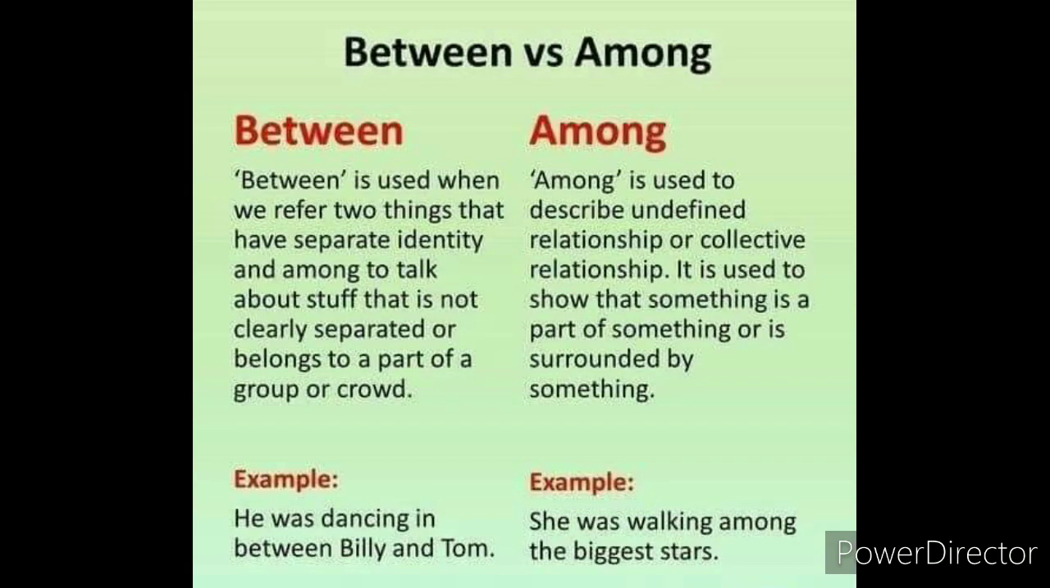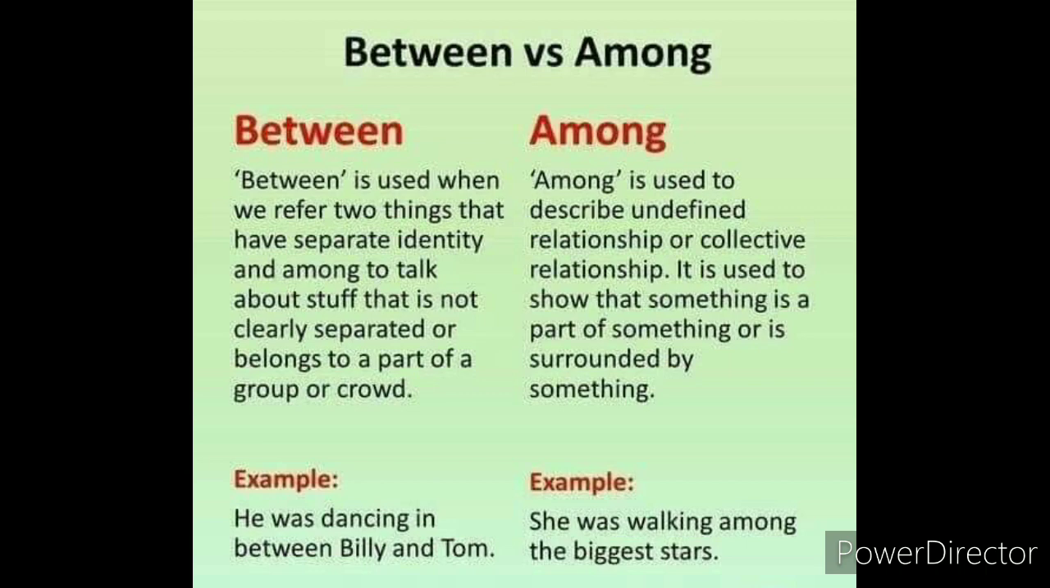It's about the difference between among and between. Among and between. So between is used when we refer to two things that have separated identity, okay, which means two places, two things, and the space between them we can use between. For example, he was dancing in between Billy and Tom.